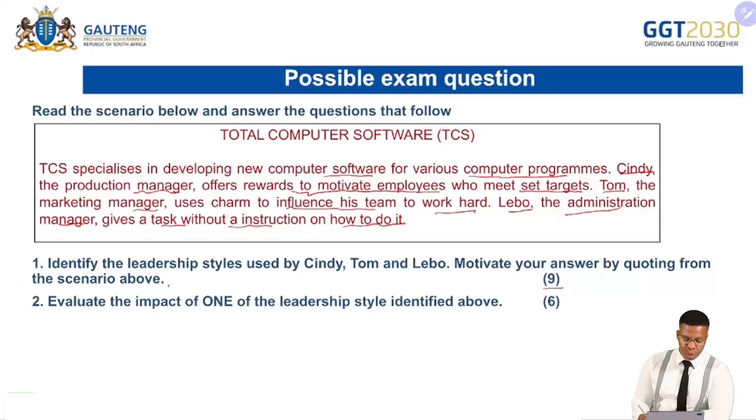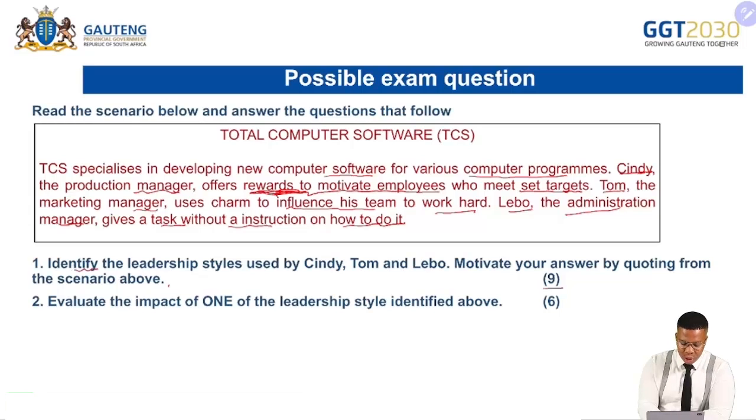And then we have question 2, which says evaluate the impact of one of the leadership styles identified above. So this is to say the leadership style identified in question 1 should be the focus now, because we are looking into the impact. What are the positives and negatives of those particular leadership styles? So accordingly, when you look at Cindy offering rewards, the keyword there should tell you which leadership style that is.